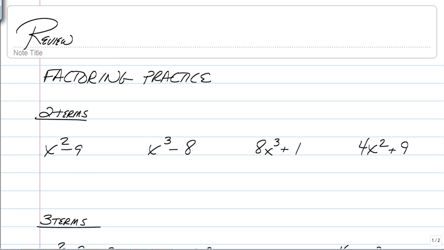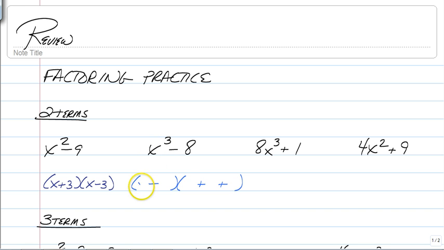The first one is difference of 2 squares. That's just going to give us x plus 3 and x minus 3. The second one is an example of difference of cubes. First you have to remember difference of cubes has a pattern. Same, opposite, plus. That's the order in which your symbols are going to go.